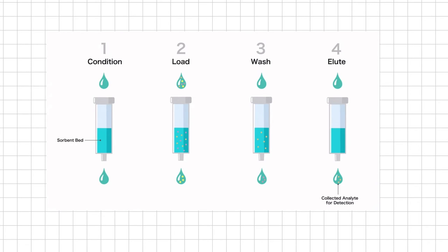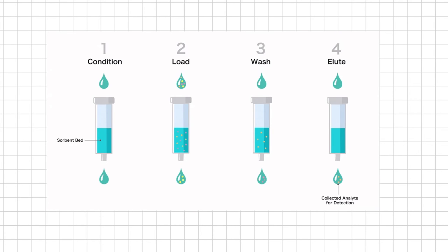One important thing is that the sample is also treated before loading. For example, it is either diluted or its pH is adjusted. Then the sample is loaded into the cartridge, and the amount loaded depends upon the capacity of the cartridge.